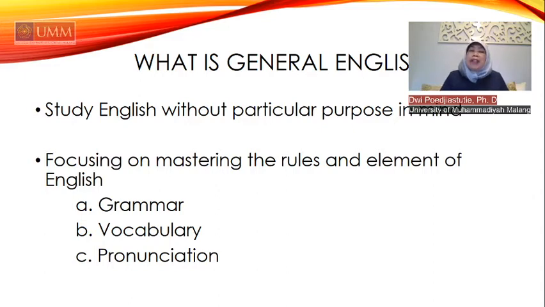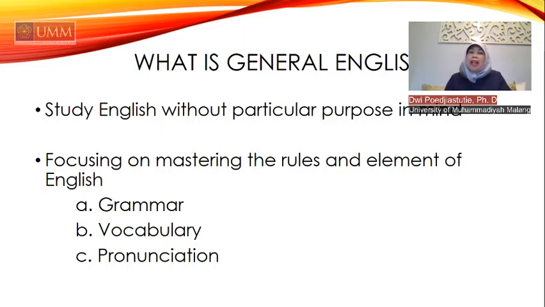And the second example is when you study English because you work in a hospital, like a doctor, for example. This job needs you to survive, to understand several words related to medical. So you need to study English for medical purposes.